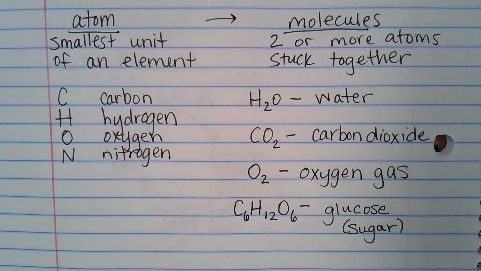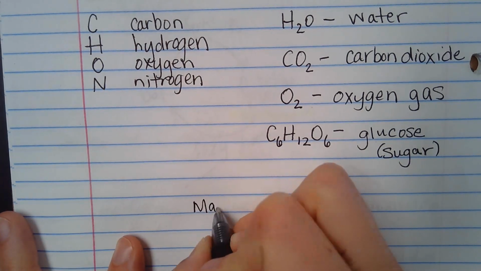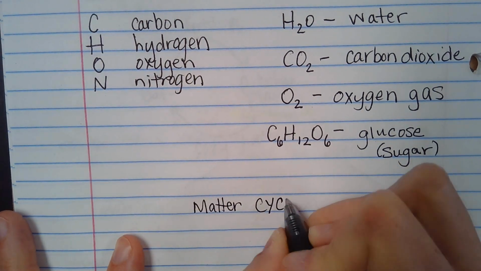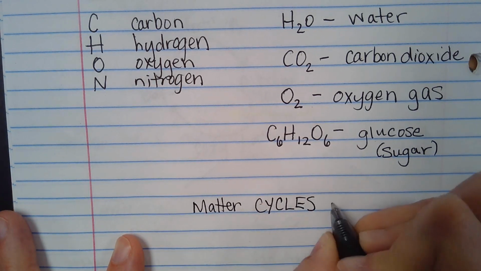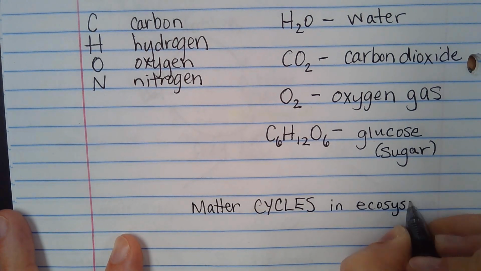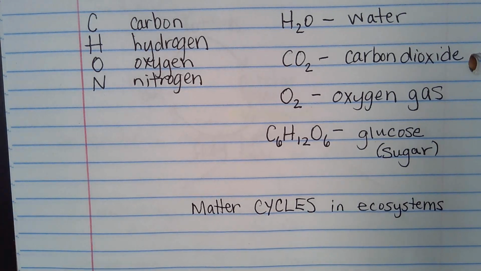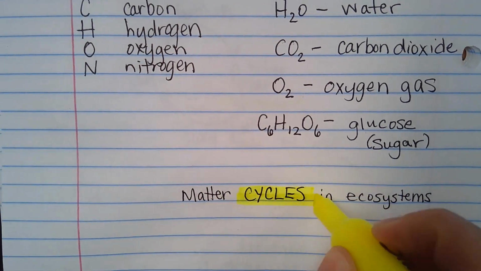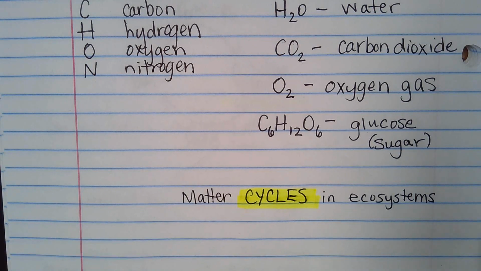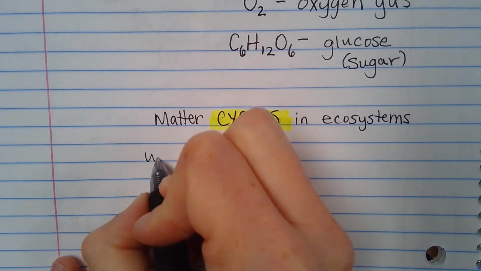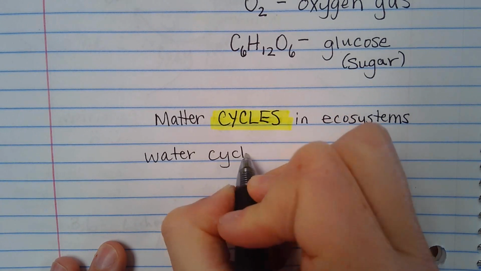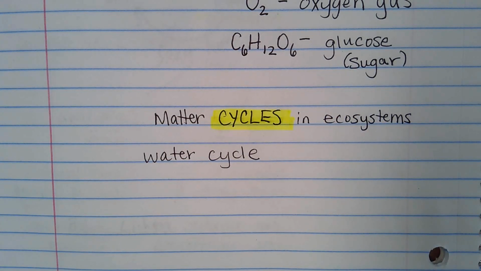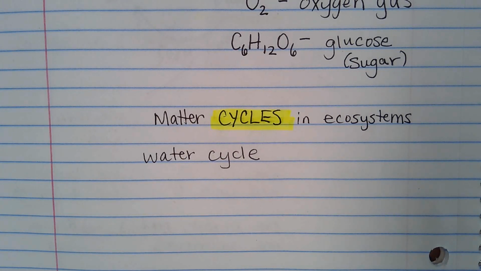So when we talk about how does matter move, matter cycles in ecosystems. Matter cycles in ecosystems. Maybe you've heard of the water cycle. So how water is up in the sky in clouds, and it rains and the water comes down, and then it goes into the ground, or it goes into lakes or rivers, and then it evaporates and it goes back up into the sky.